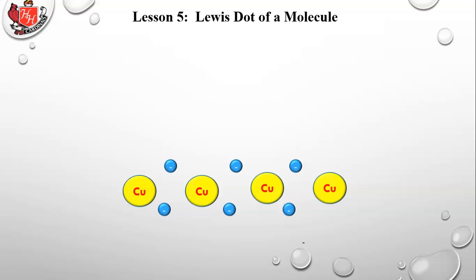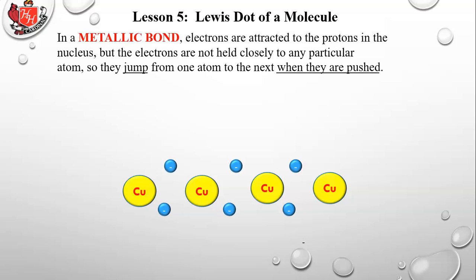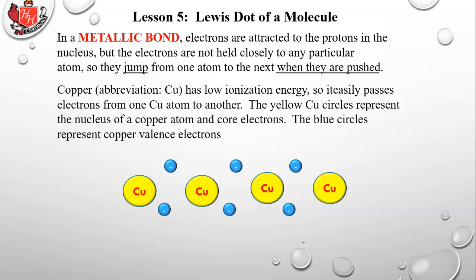Now there's a third type of bond, and this actually doesn't have to do with the Lewis dot structure of a molecule. It's a metallic bond. It's the only slide we're going to talk about metallic bonds. So in a metallic bond, electrons are attracted to the protons in the nucleus, but the electrons are not held closely to any particular atom, so they jump from one atom to the next when they are pushed.